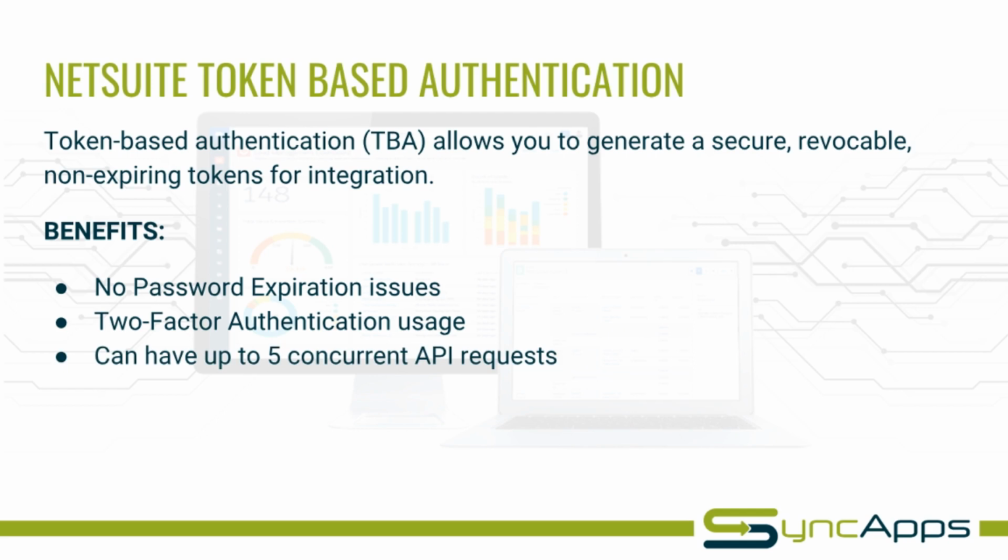So the beauty of TBA is it is 1 token per integration. So let's say you integrate NetSuite to MailChimp and you integrate NetSuite to Constant Contact. Those have 2 different tokens. So it's much easier for you to manage your tokens for integration.